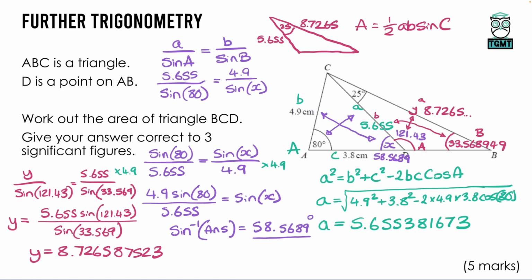So I can now use half AB sine C. I can use my area of a triangle formula. This is going to finish the question, thankfully. There's a lot of working out up to this point. So I just need to type into my calculator 1/2 times A. It doesn't matter what order we put A and B in. So we've got 5.655 times 8.7265 times sine of 25, the angle that we're using there. So I need to type all of this in. 0.5 times 5.655 times 8.7265 times sine of 25.